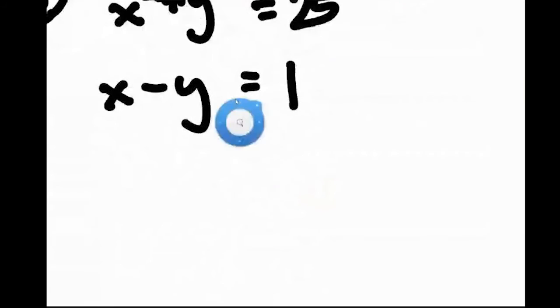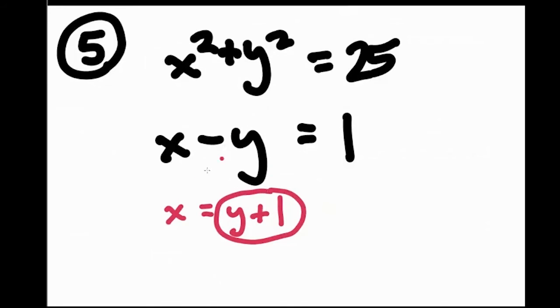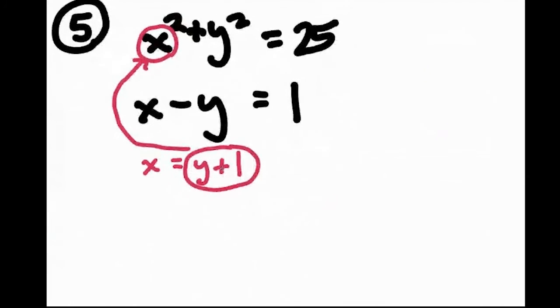All right, let's do this one here. The easiest one to solve for probably here is going to be the x. So I'm going to add y to the other side. So we're going to end up with y plus 1 is equal to x. And I'm going to substitute this in right here for this x right here. So you'll end up with y plus 1 quantity squared plus y squared is equal to 25.